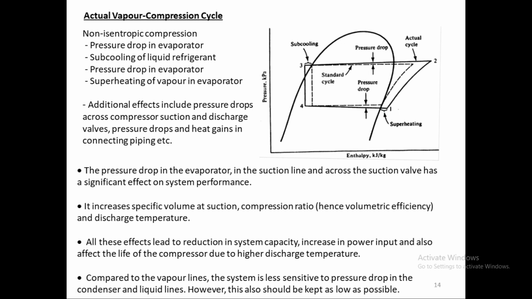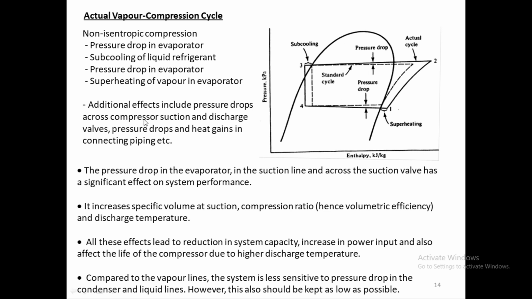As a result of that, we get a slightly superheated region at the inlet of the compressor and slightly subcooled liquid at the outlet of the condenser. In the evaporator and in the condenser, we consider that the pressure will remain the same, but due to friction and other reasons, the actual cycle differs.